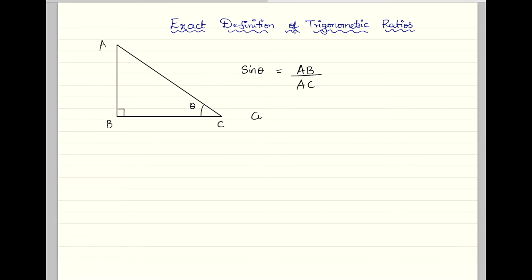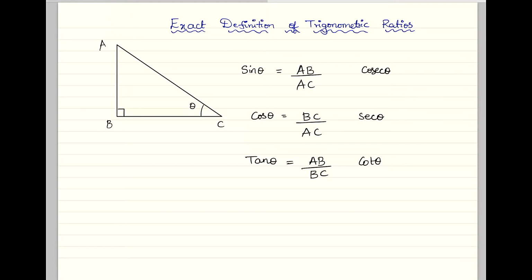Everyone knows this. What is cos theta? Cos theta is adjacent side BC by hypotenuse AC. Tan theta? Tan theta is opposite side AB by adjacent side BC. And cosecant theta is reciprocal of sin theta. Secant theta is reciprocal of cos theta. Cot theta is reciprocal of tan theta. So till here everyone knows.